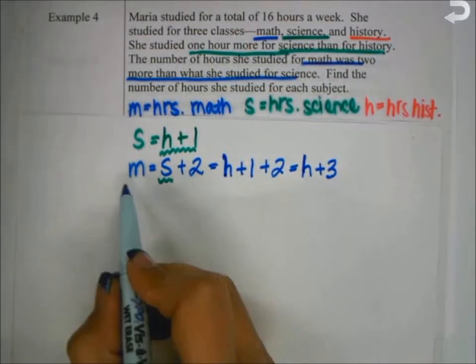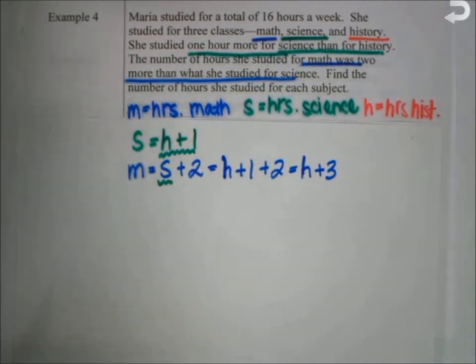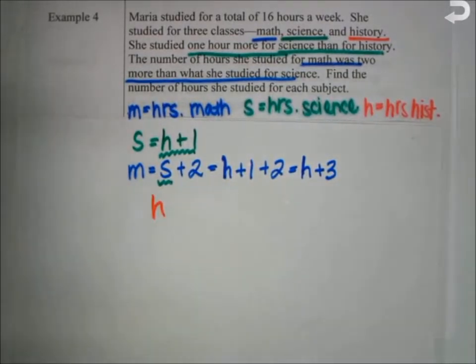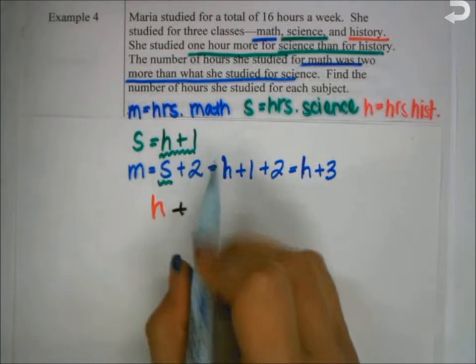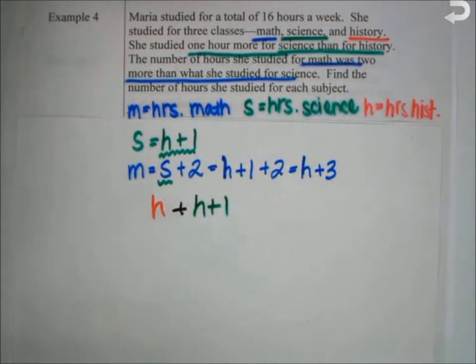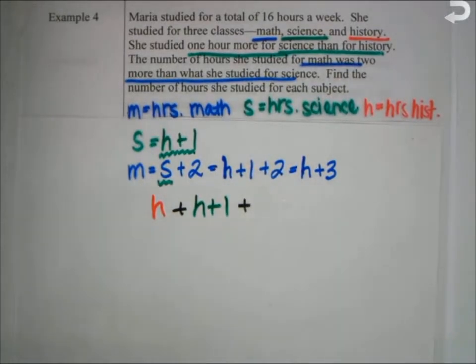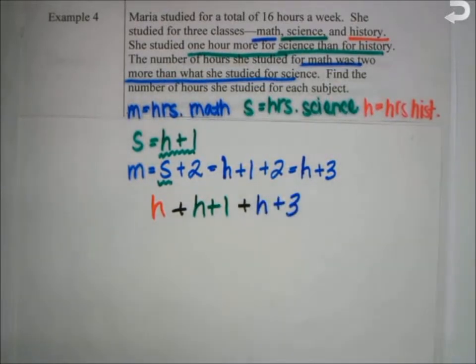Okay, so now we know how many hours she studied for history. It is H. So that's her hours for history, plus how many hours did she study for science? Not 1. H plus 1. And how many hours did she study for math? H plus 3. So we have to plug each one of those in individually because they each stand for a different number of hours. Equals how many total? 16.